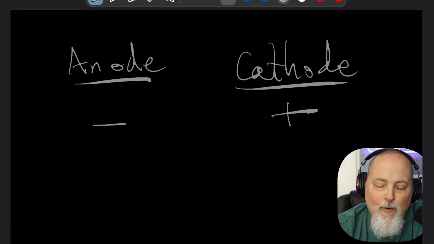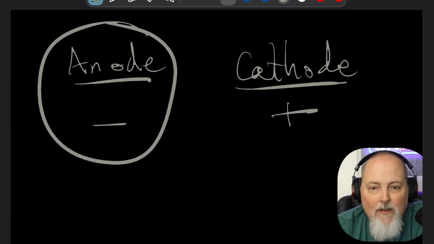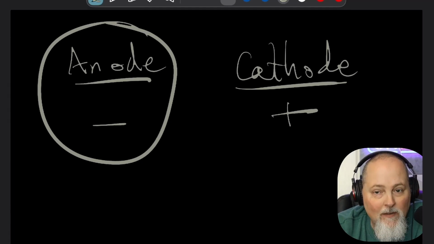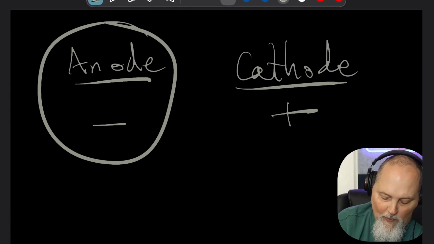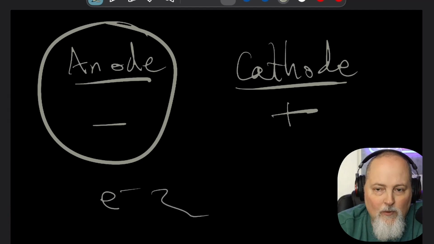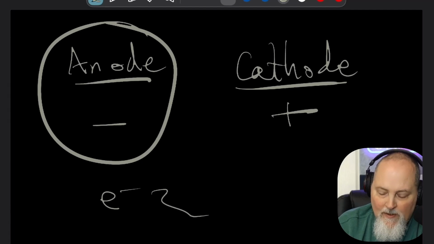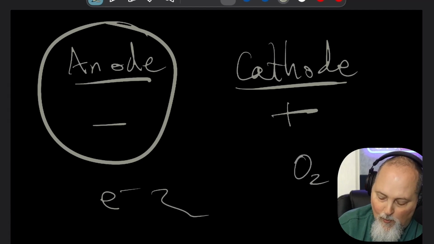The anode, the negative, is where the actual oxidation happens. This is where the metal is losing electrons. When an electron comes off, the metal becomes a metal ion, so it's losing metal. This is the actual metal loss. The cathode is where reduction happens. That's where the electrons get used up in a reaction, usually involving oxygen, O2, or hydrogen.